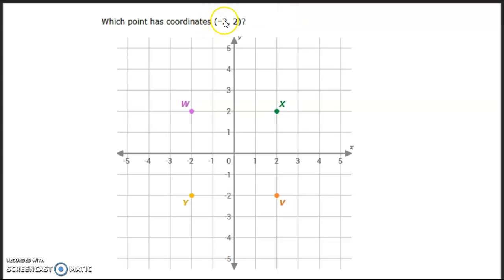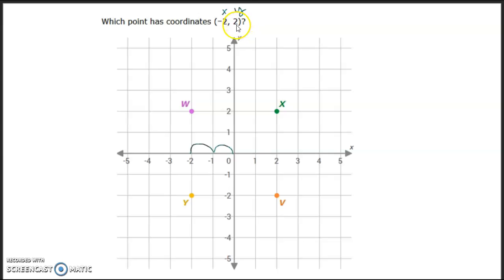So let's do another example. Which coordinate point is negative 2, comma 2? I always start in the very beginning, which is my origin. It says negative 2, so my x value here is negative 2. In order to get to negative 2 on the x-axis, I need to go to the left. So I'm going to go 1, 2 to the left.